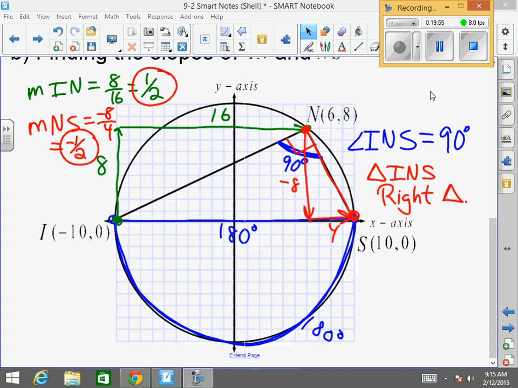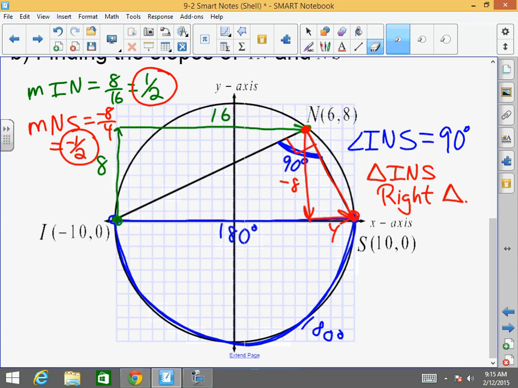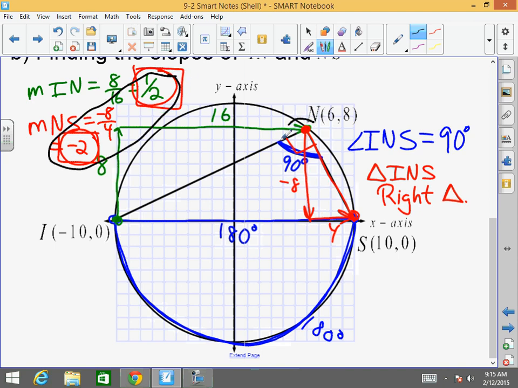Okay, sorry about that, guys. I messed up here. This is not negative 1/2. Negative 8 over 4 is negative 2. That makes 1/2 and negative 2 negative reciprocals of each other. So you have to flip the 1/2 and multiply by a negative. So again, these two are negative reciprocals of each other. So therefore, they're perpendicular lines. Therefore, that's 90 degrees. Therefore, triangle INS is a right triangle.